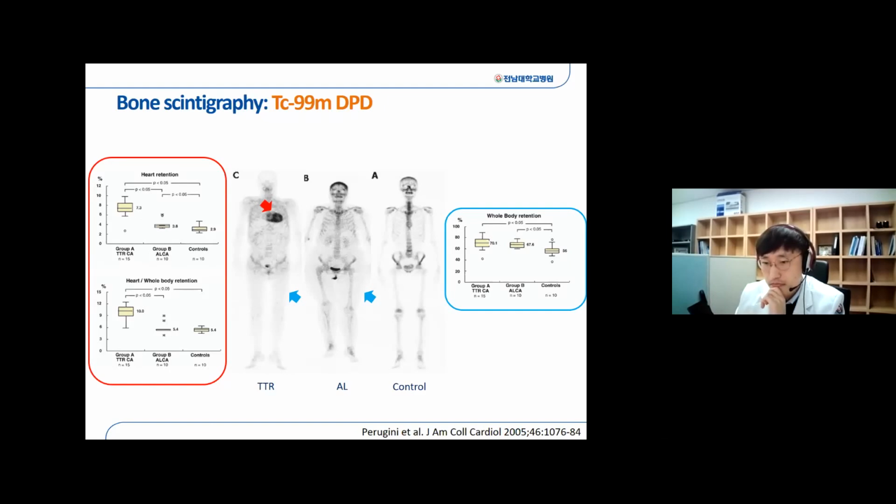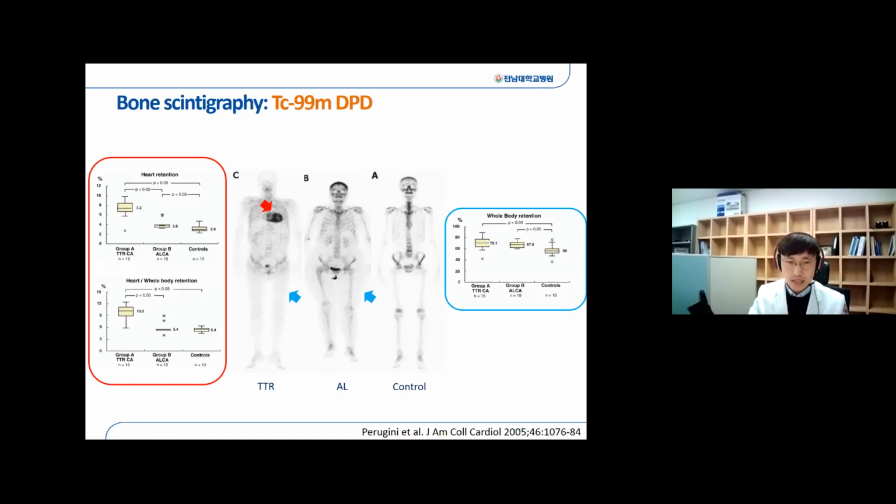Okay, thank you, Prof. Maybe for the next question, still about DPD. If we have a patient with equivocal uptake in DPD, what should we do next to confirm the diagnosis? You mean the focal cardiac uptake? Yeah, equivocal uptake, I mean grade 1. Grade 1 uptake, yeah.